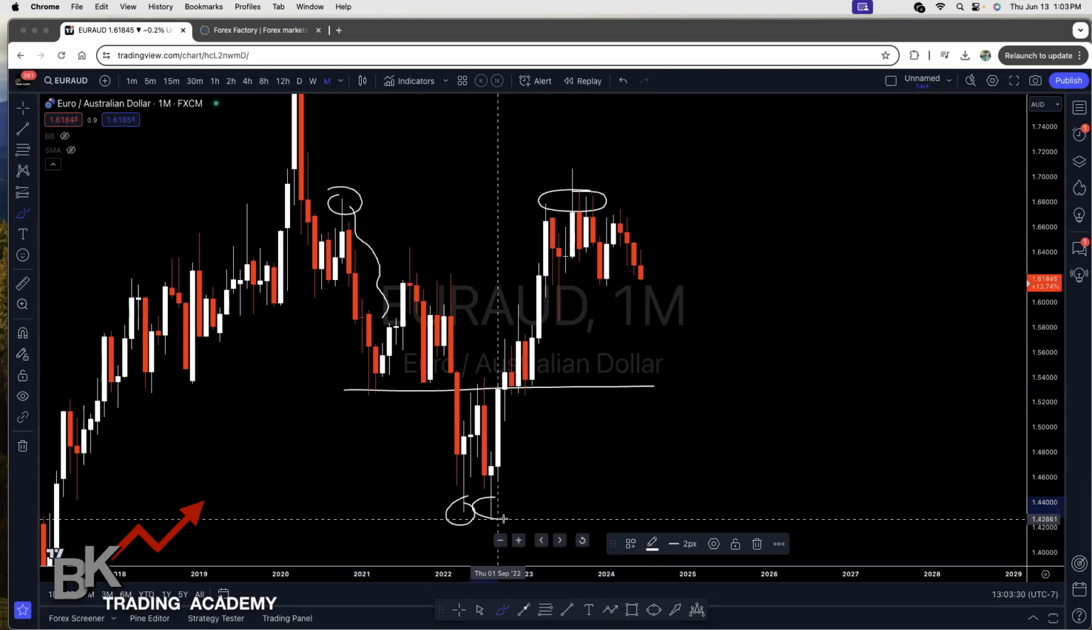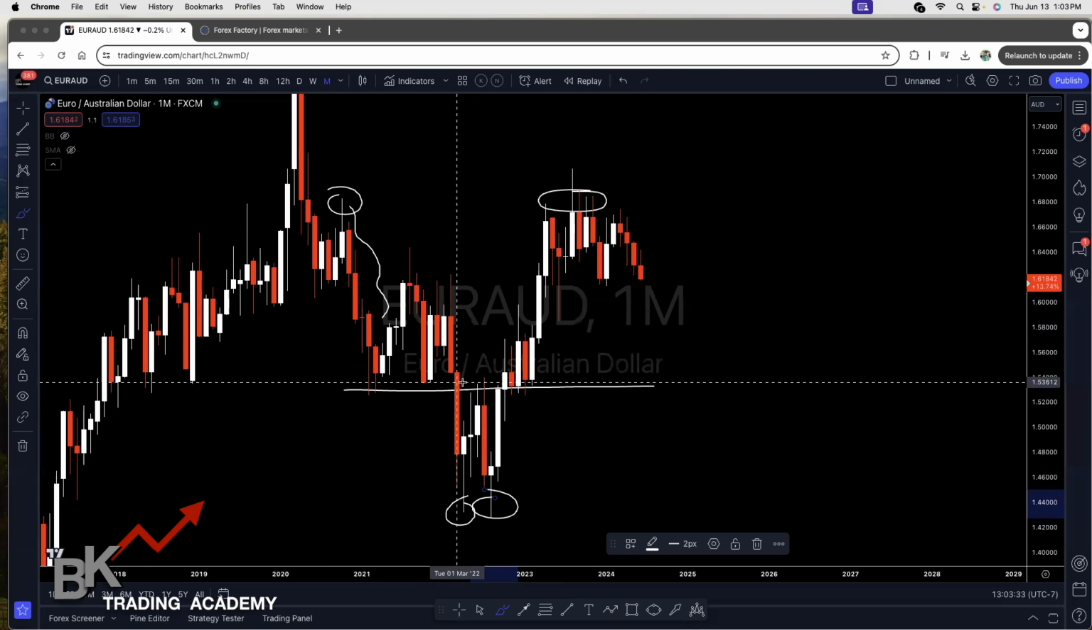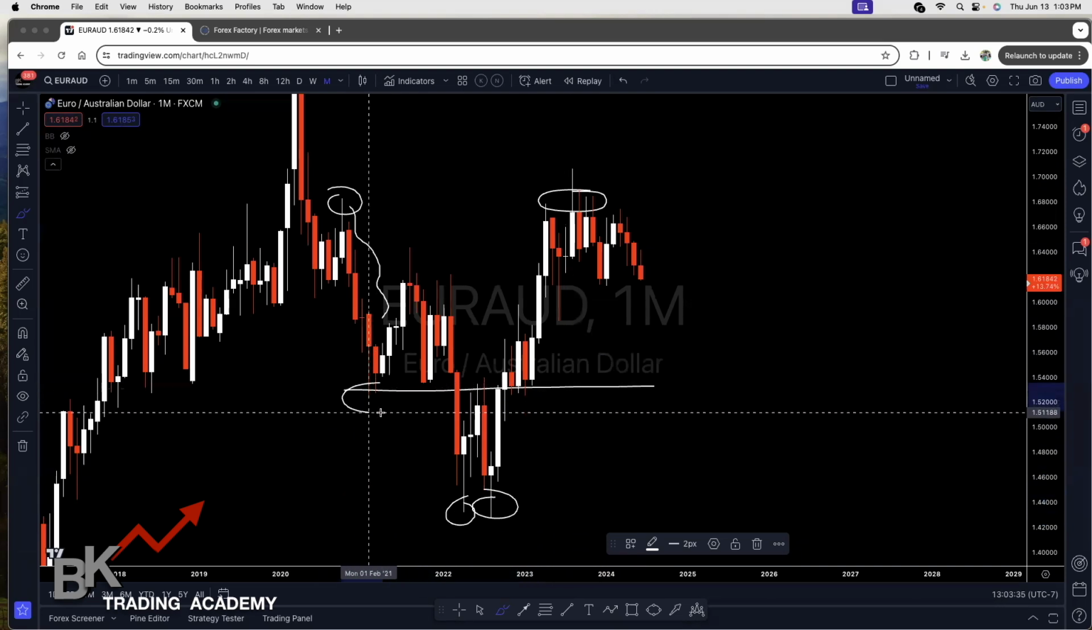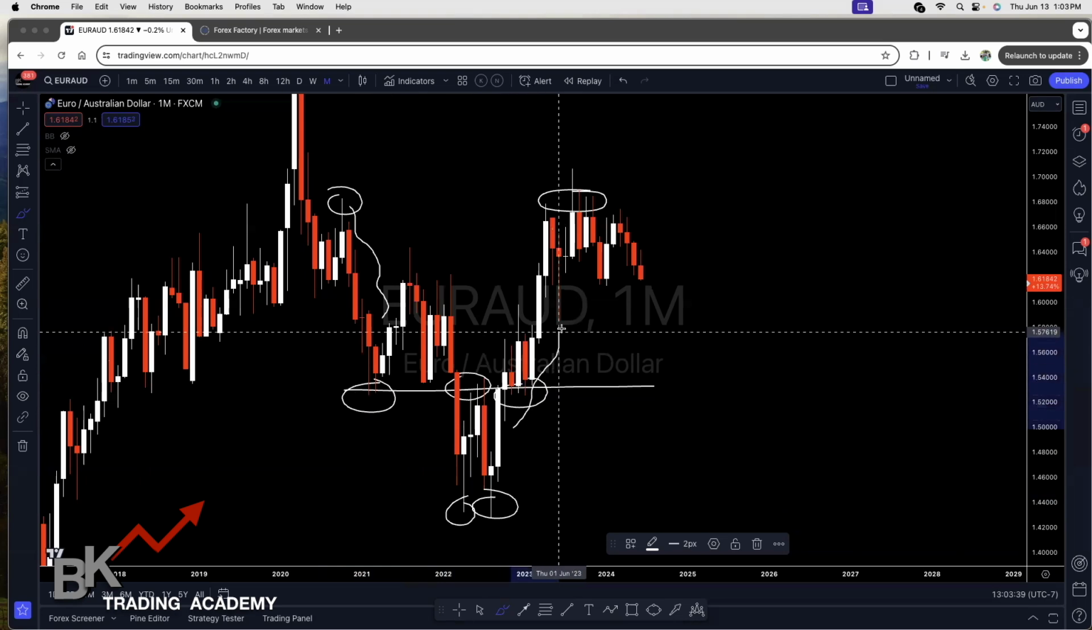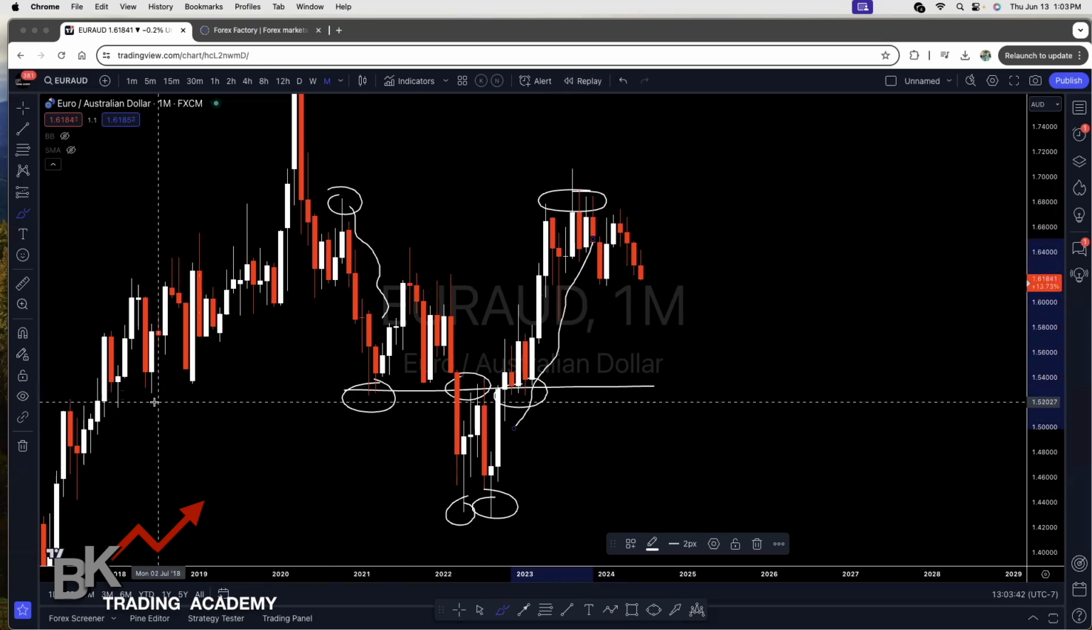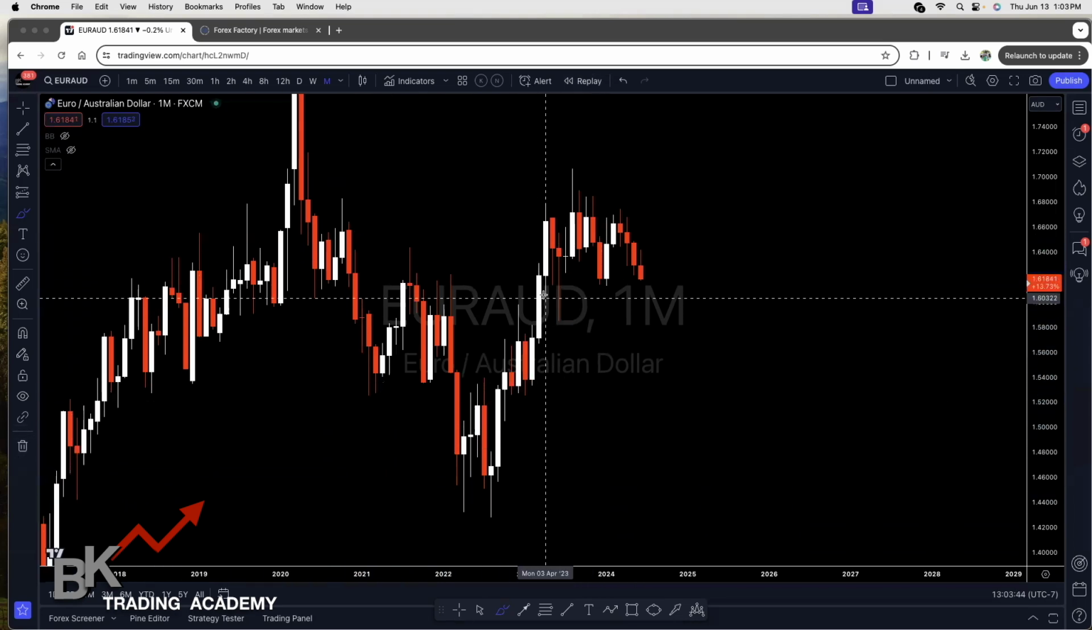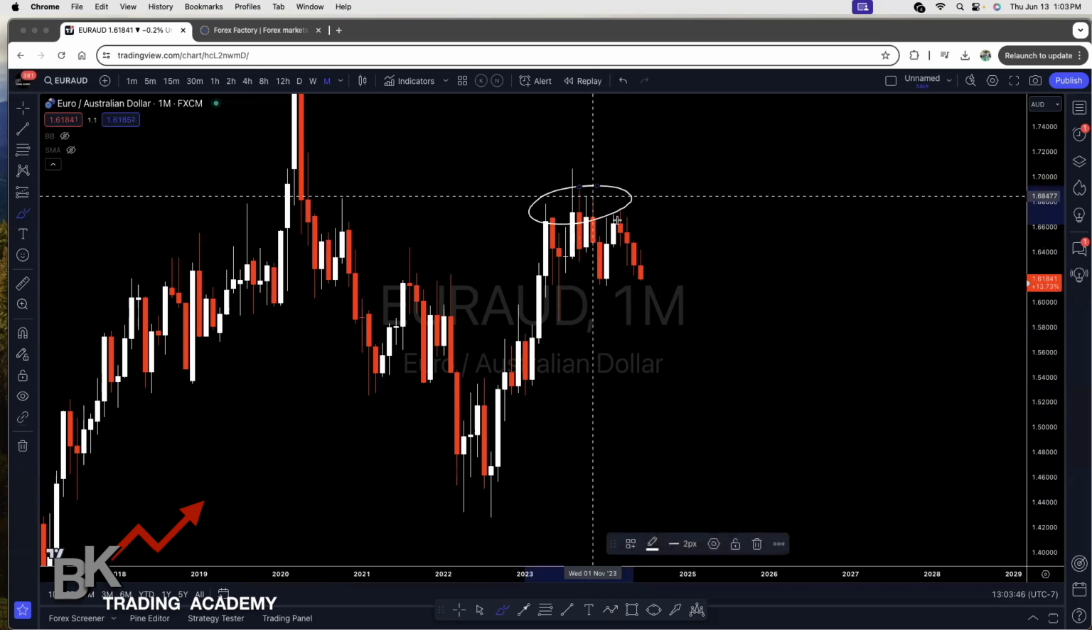So we had a reversal pattern here where we had a double bottom. Then price broke the neckline of this double bottom. This previous support became resistance, turned support, and then we had an uptrend forming on the monthly. So that uptrend eventually ran out as sellers came in and started to push the price down.